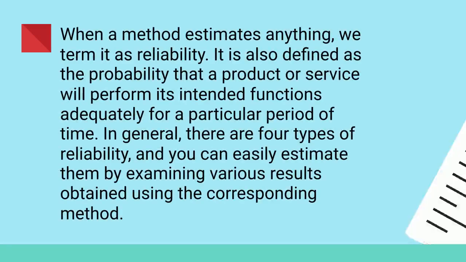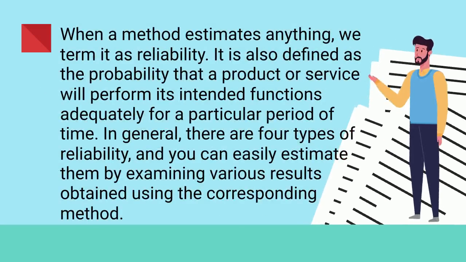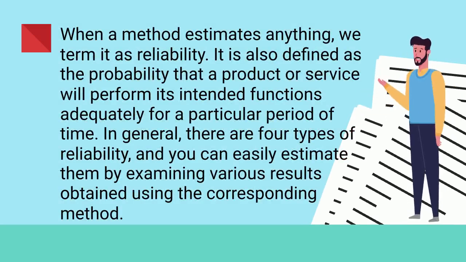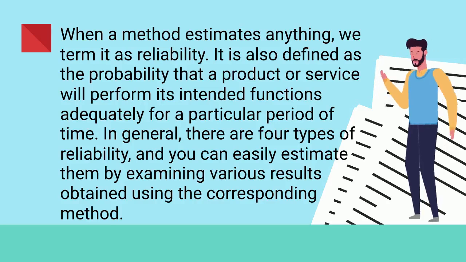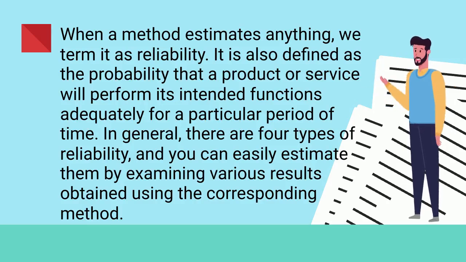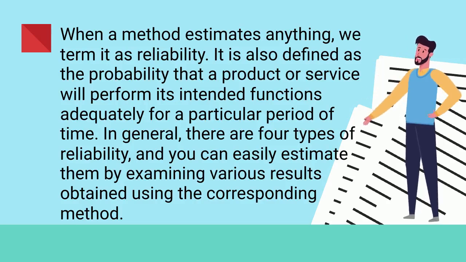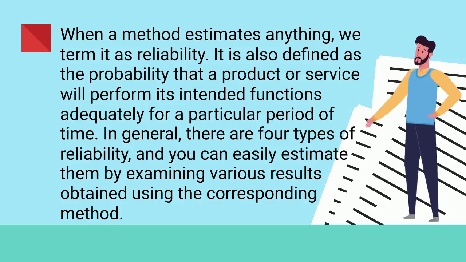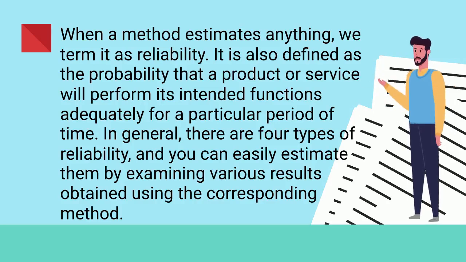When a method estimates anything, we term it as reliability. It is also defined as the probability that a product or service will perform its intended functions adequately for a particular period of time. In general, there are 4 types of reliability, and you can easily estimate them by examining various results obtained using the corresponding method.